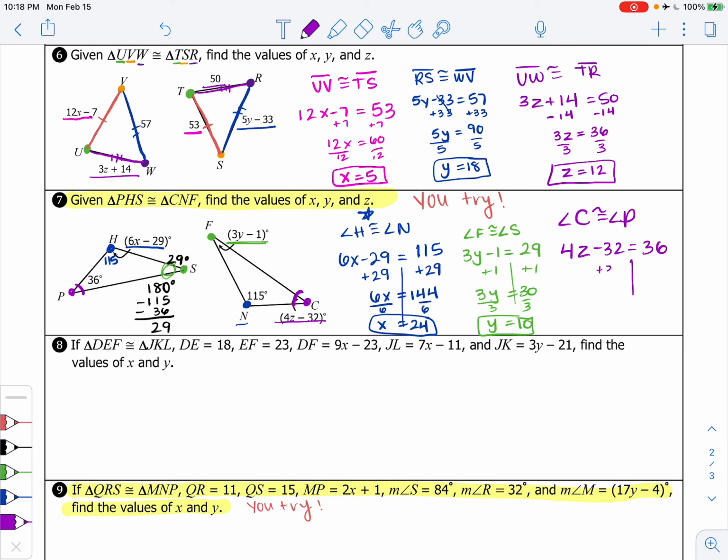All right, so now I'm going to go back into solving. I'm going to add 32 to both sides. And I get 68 is equal to 4z. Now we're going to divide both sides by 4. And z equals 17. So that should be what you found for this U-try problem.